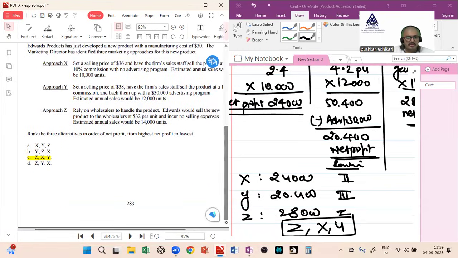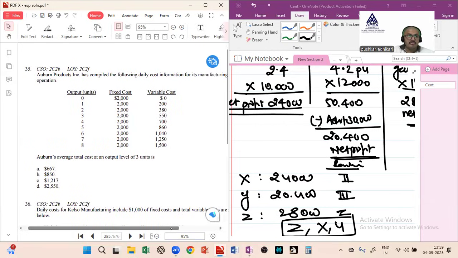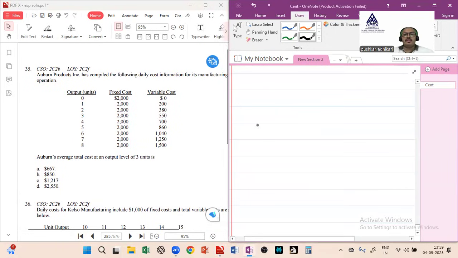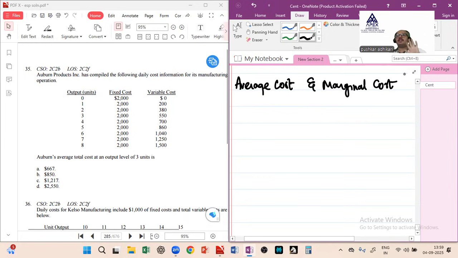Next question is question number 35. Now we come to an interesting concept that we have to learn. The concepts that we are going to learn for the next questions are average cost and marginal cost. Please try to understand. It can be average revenue and marginal revenue also. This is the concept note that you are getting over here. We'll solve the MCQ after 5 minutes. We'll first agree upon the concept note.